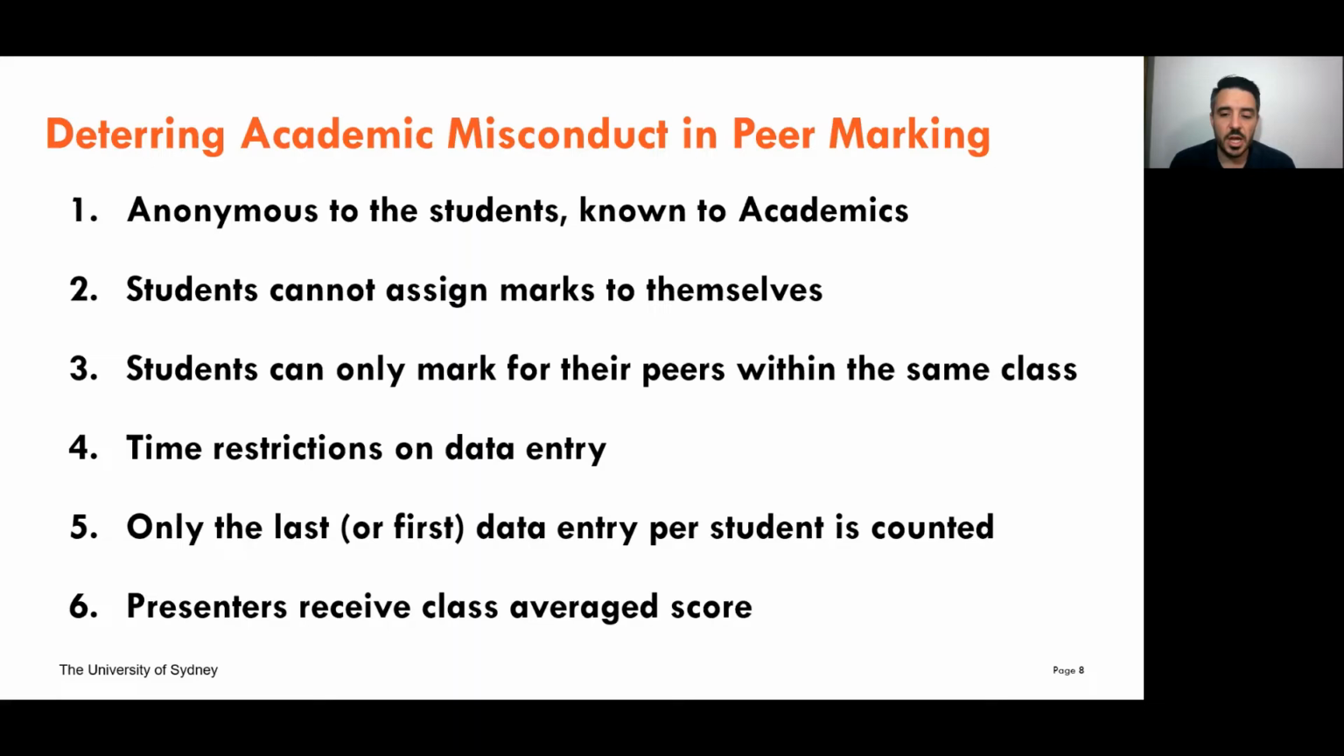Another control measure is that only the last entry per student is counted. You can also elect for only the first entry. This is so a student can't manipulate a peer score by trying to flood the system with a bunch of scoring. And lastly, we take the average score from the class. So any outlier scoring by a student will just be diluted down by the majority of the class.